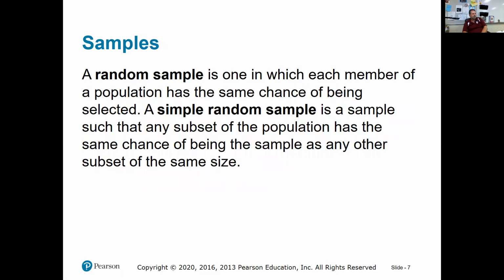All right, samples. A random sample is one such that each member of the population has the same chance of being selected. So you've got a room full of people, you're drawing names, that's a random sample. A simple random sample is a sample such that any subset of the population has the same chance of being the sample as any other subset of the same size. So just even a smaller sample, you can take a small sample out of another sample, basically.